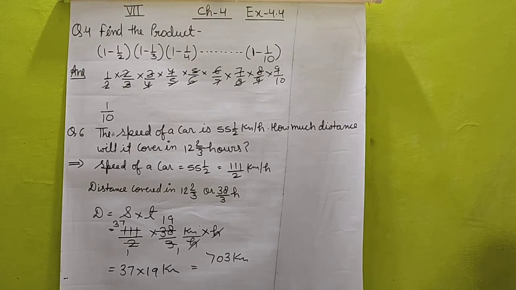Now students, we will start exercise 4.5, our last exercise of this chapter. This is based on division of rational numbers. Okay students, so first of all I will discuss division of rational numbers.